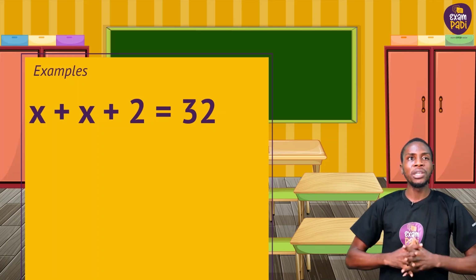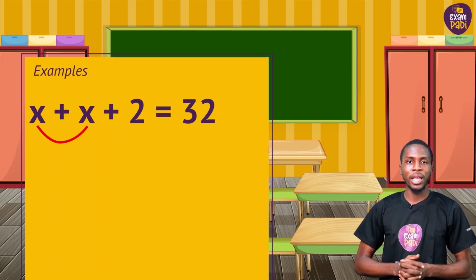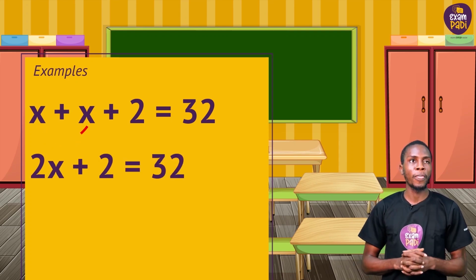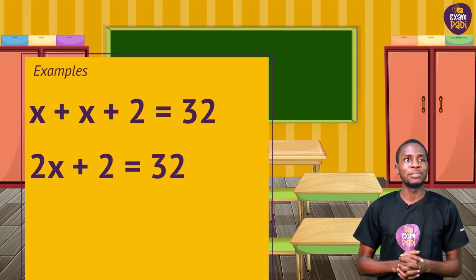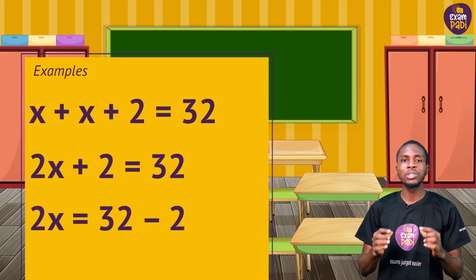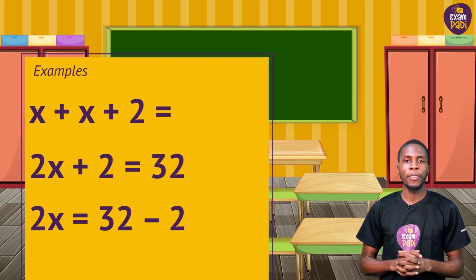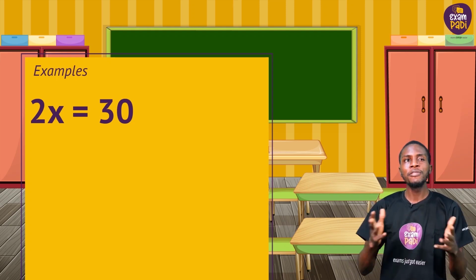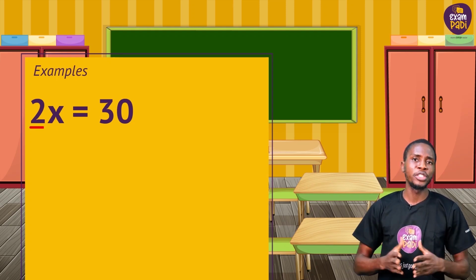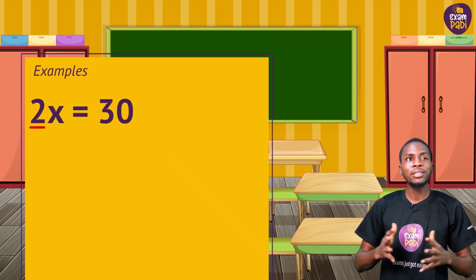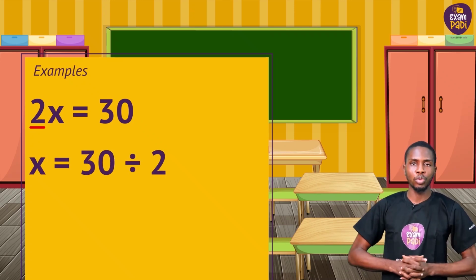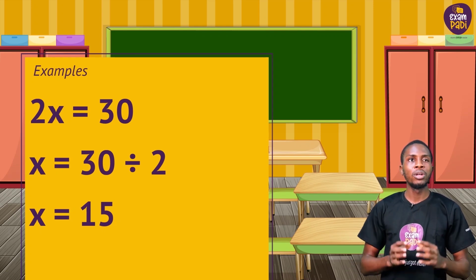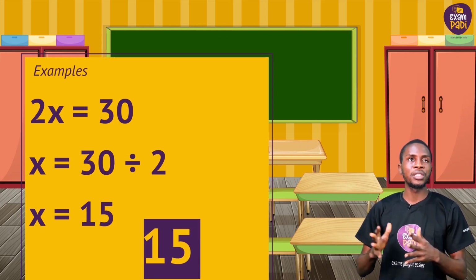Adding x in two places, that is x plus x, gives 2x plus 2 equals 32. Collecting like terms, we have 2x equals 32 minus 2. 2x equals 30. Dividing both sides by the coefficient of x, which is 2, x equals 30 divided by 2. x equals 15. Therefore, the two odd numbers are 15 and 17.